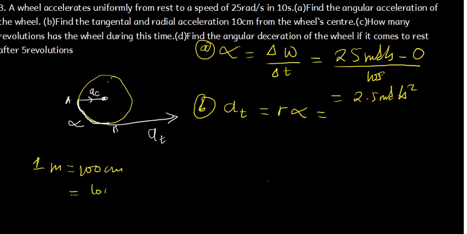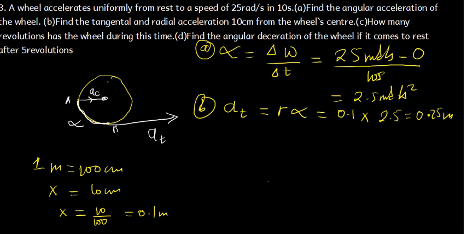Then 10 centimeters, how many meters are there going to be? So x is going to be 10 divided by 100. That is going to give 0.1 meters. So the radius is 0.1, and then the angular acceleration is 2.5. So 0.1 multiplied by 2.5 will give us 0.25. It is linear, so it is in meters per second squared.